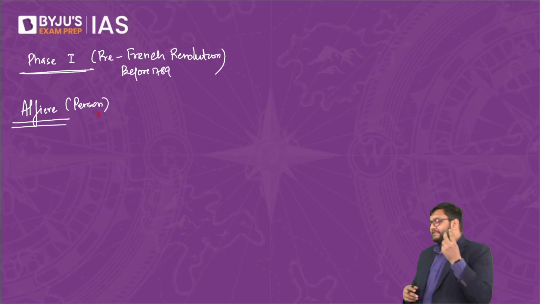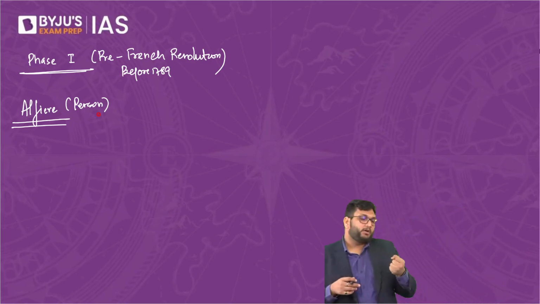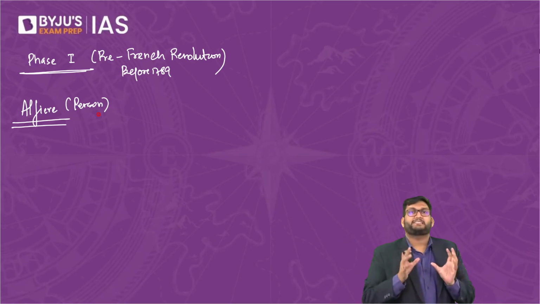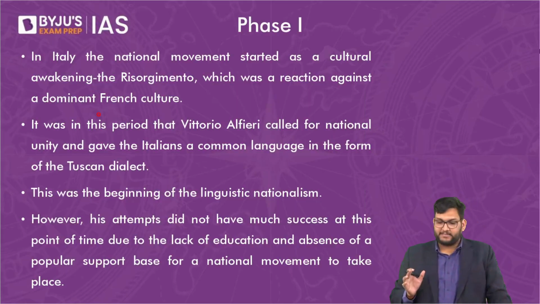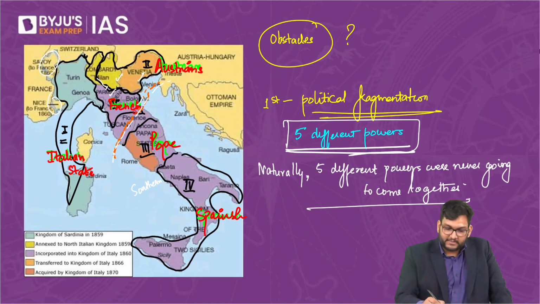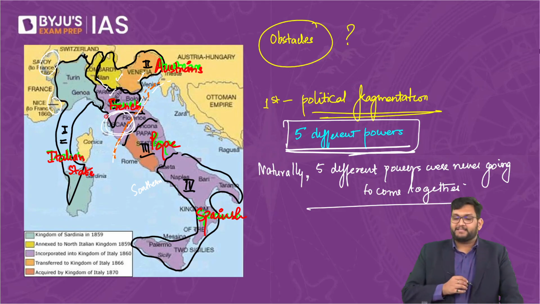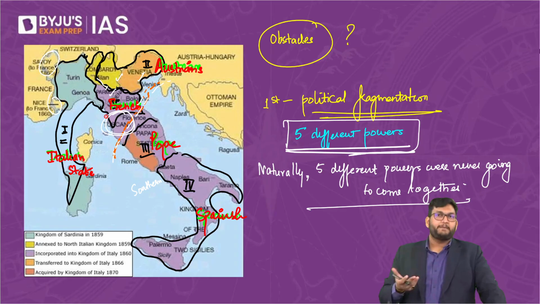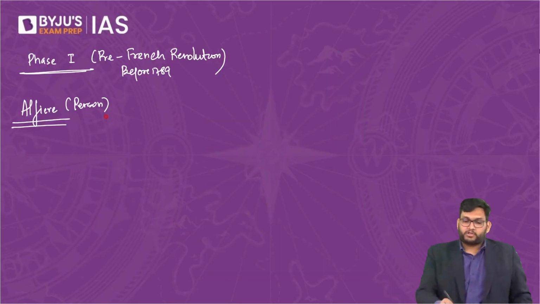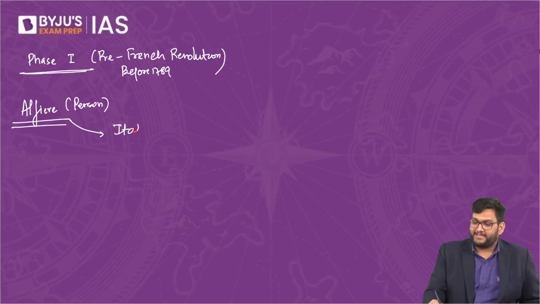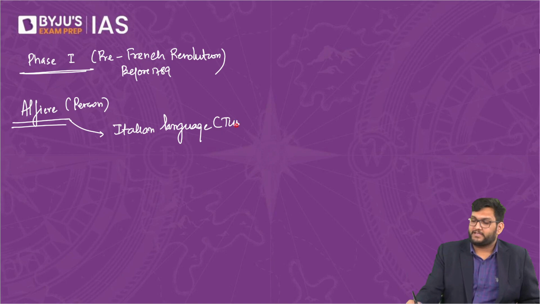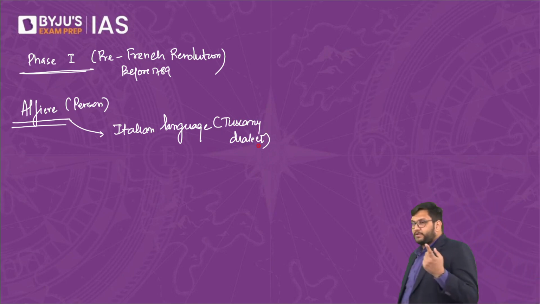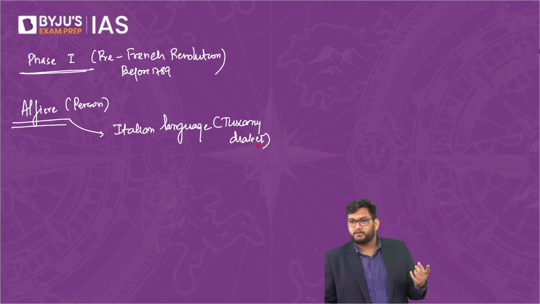See, he started to develop the Tuscany language. Tuscany is this. He started to develop the Tuscany language as a language which is basically modern day Italian. So this person basically developed the Italian language out of the Tuscany dialect. You understand the difference between dialect and language? Do you?